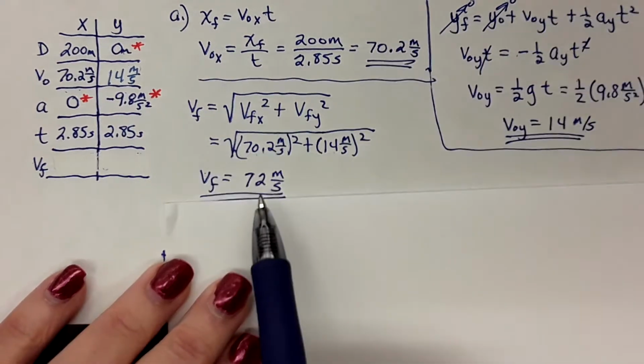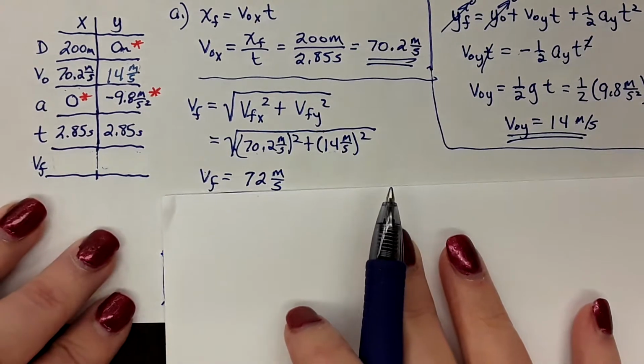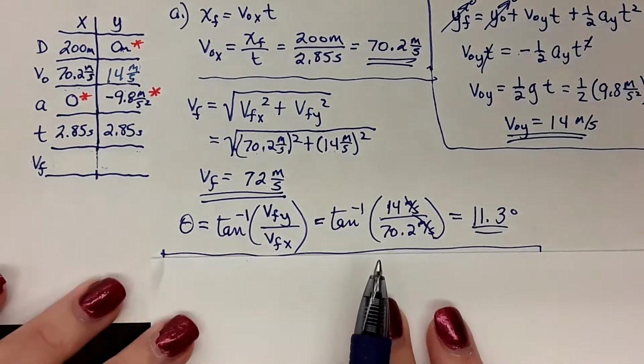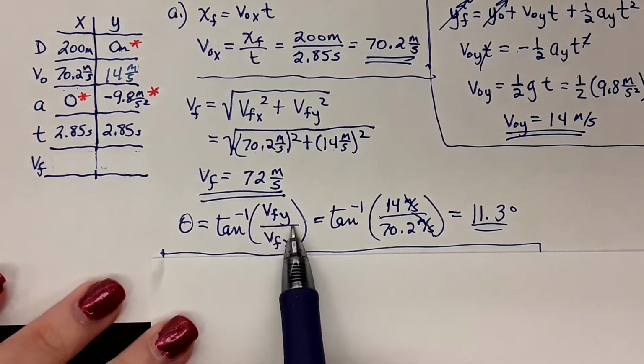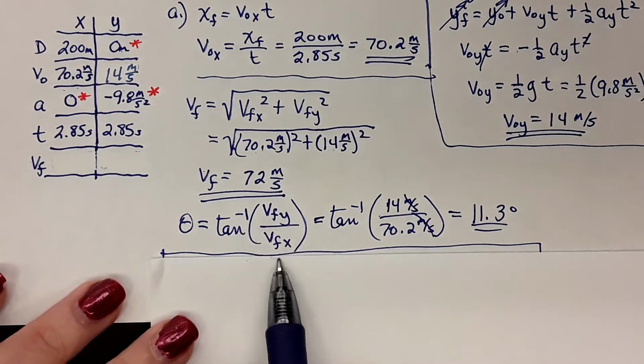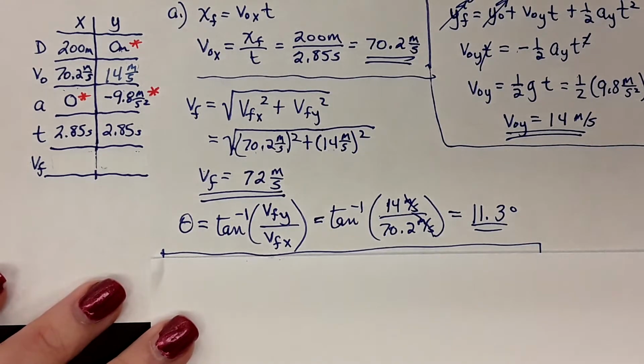Now, we need the direction, okay, relative to the ground, relative to the horizontal. Well, that's where we're going to use the inverse tangent. And it's going to be the opposite over the adjacent. Remember, we always measure the angle next to the horizontal or to the ground. So that means the opposite leg to the angle will always be the vertical. The adjacent will always be the horizontal. So 14 over 70.2, you get 11.3 degrees.